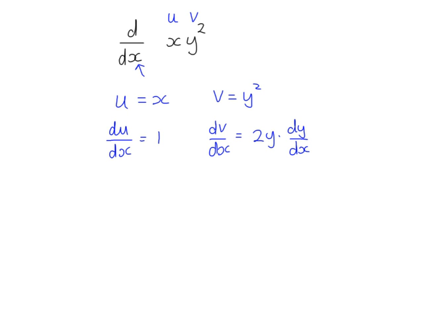And then using the product rule for differentiation, if I just cross multiply these now, so v du by dx, so y squared times 1 gives y squared, plus u times dv by dx, so x times 2y dy by dx. So that will give 2xy times dy by dx.